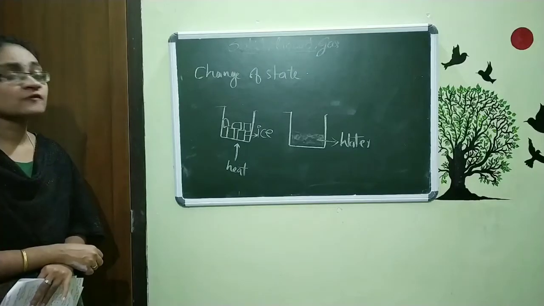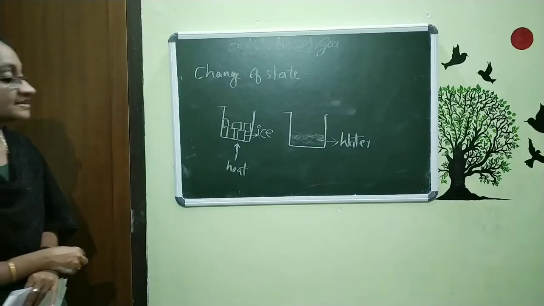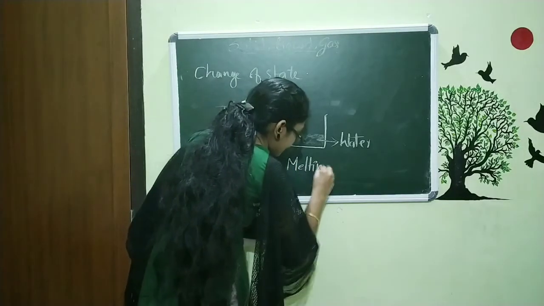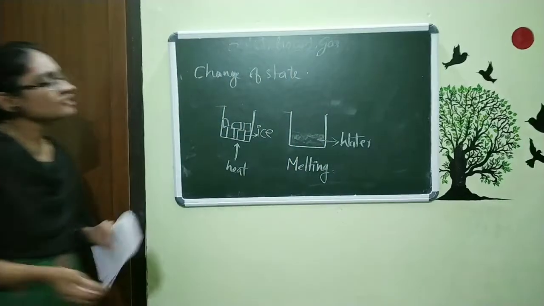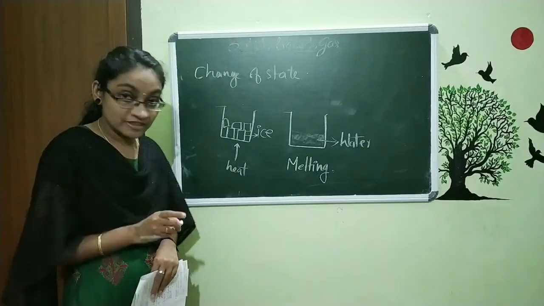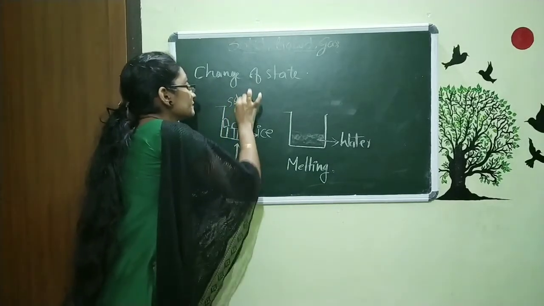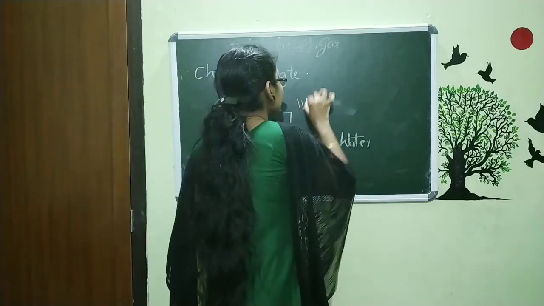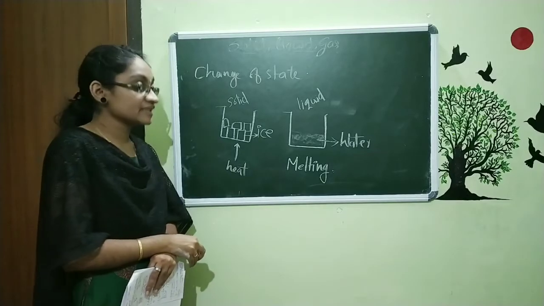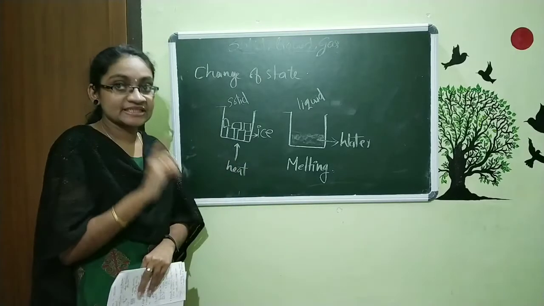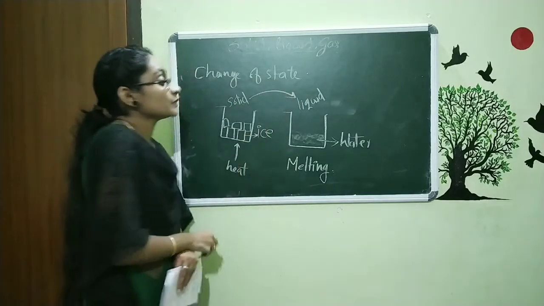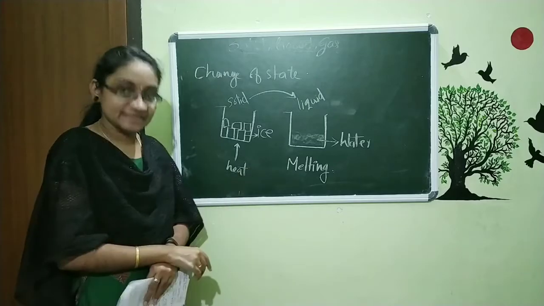And what is the name of this process? The name of this process is nothing but melting. Now how can we define melting? Melting is the process of conversion of solid to liquid with the help of heat. Melting is the process of conversion of solid to liquid using heat.